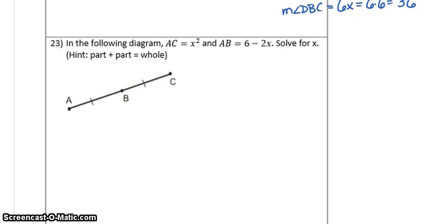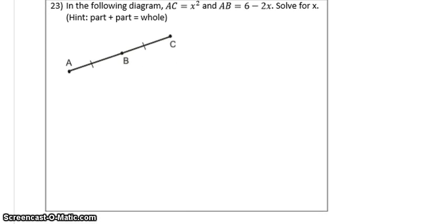Let's take a look at example 23. In the following diagram, AC equals x squared and AB equals 6 minus 2x. Solve for x. So the first thing I'm going to do is label my diagram. AC is this entire line segment. I know that it is x squared units in length. We continue labeling our diagram with line segment AB being 6 minus 2x units long.